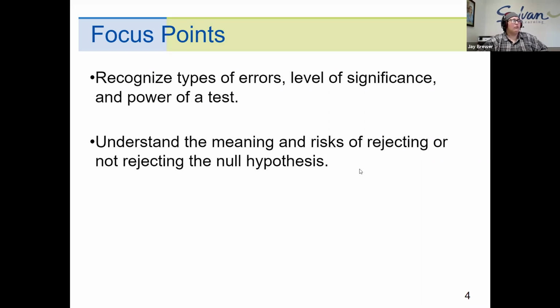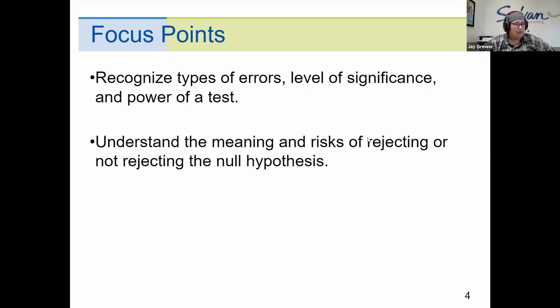And then we're going to recognize types of errors, level of significance, and power of a test. So that means kind of how good the test is. Like, can it be replicated in that kind of sense? There are definitely some tests out there that are more meaningful and powerful than others.